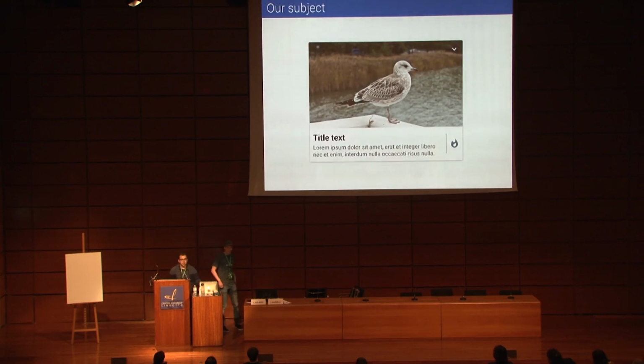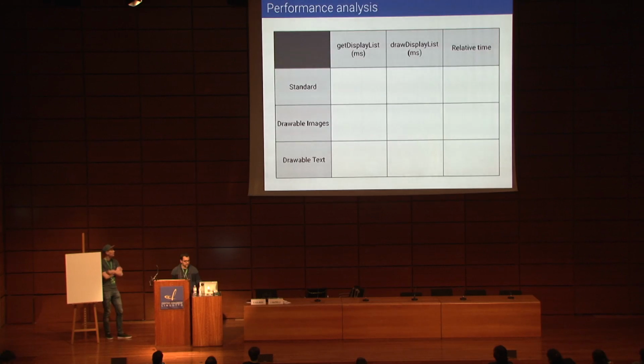Okay, so let's see how this applies to our view, the one that we want to optimize. In this talk, we will go through 3 different implementations of this view. One will be done using just standard Android views. To implement the standard one, we just use a relative layout, not because it's the most performant, but because it's the flattest one. So in terms of draw operation, it is the fastest implementation that you can get.